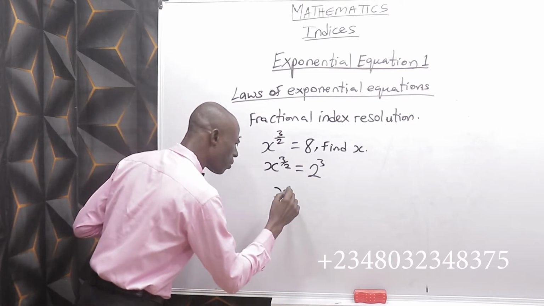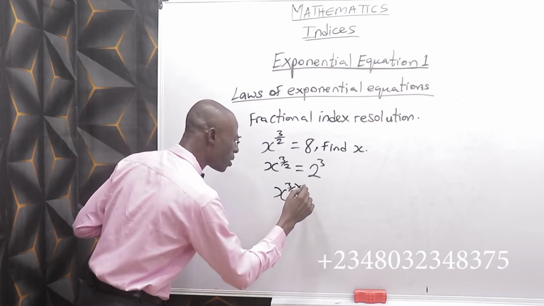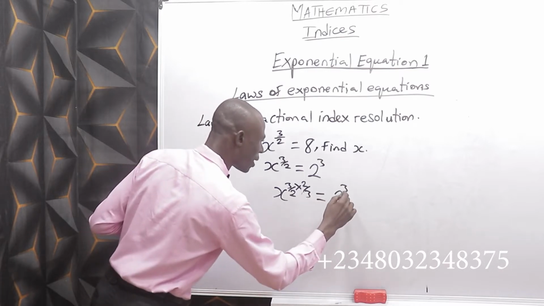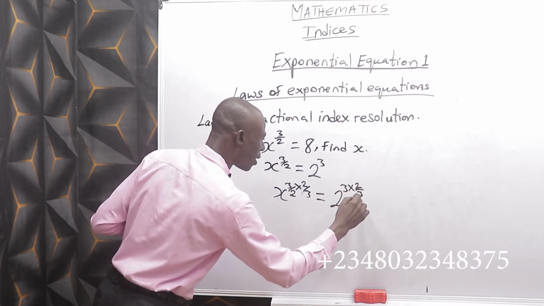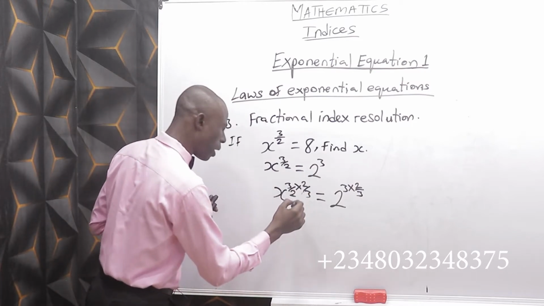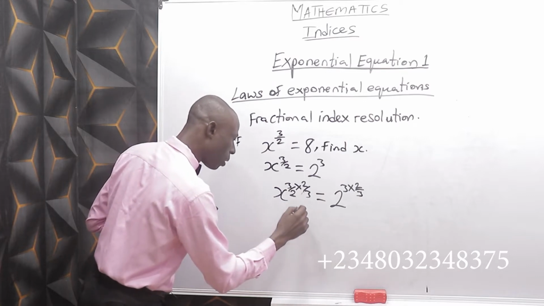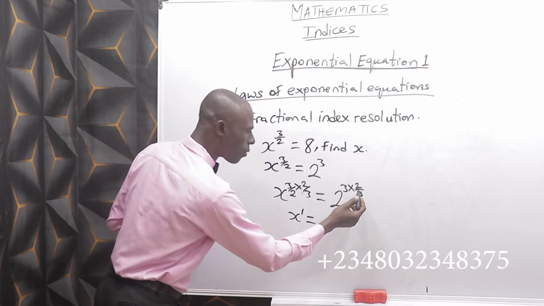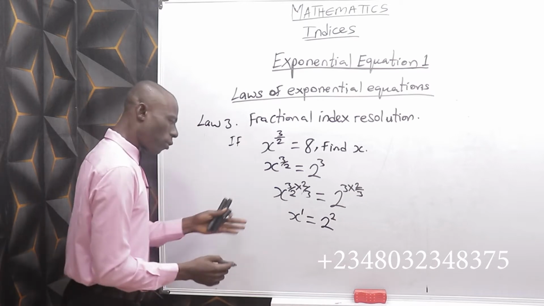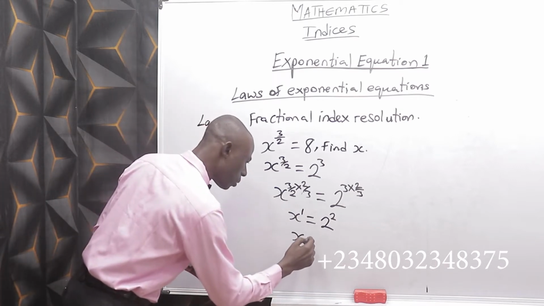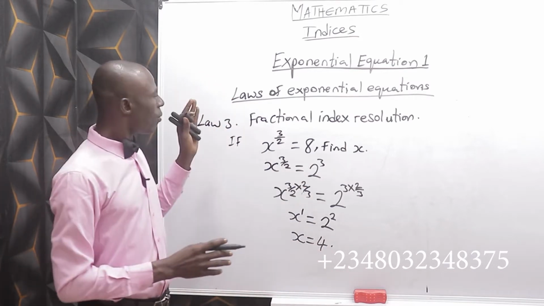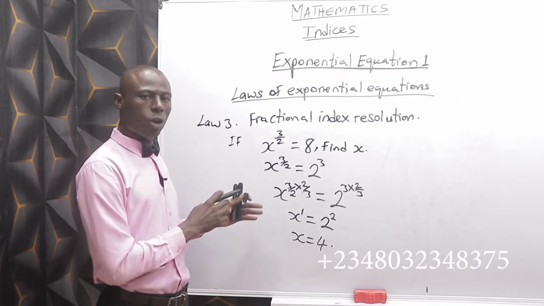Thus, x raised to power 3 over 2 times 2 over 3, which is equal to 2 raised to power 3 times 2 over 3. That is what I'm saying. 3 we cancel here, 2 we cancel there, having x raised to power 1, which is equal to, 3 we cancel 3 here, we have 2 raised to power 2. Don't forget, x raised to power 1 is x. 2 raised to power 2 is 4. That is how we resolve fractional index when it comes as a problem.